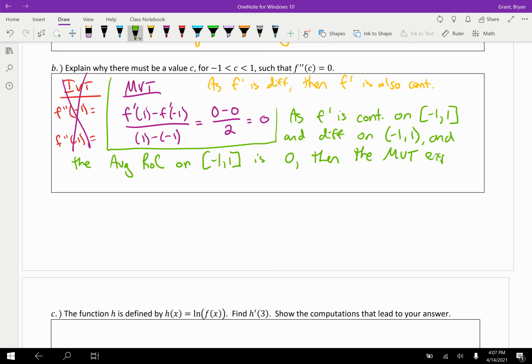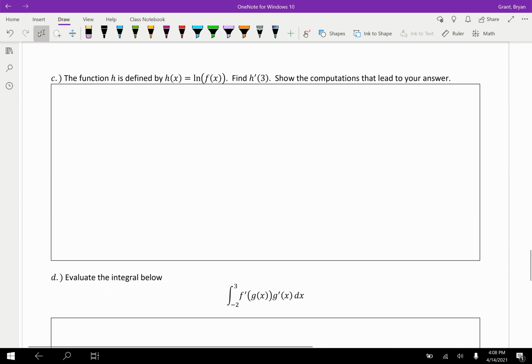The MVT explains why there must be a value c for -1 less than c less than 1, such that f double prime of c equals 0. Bam. Okay. And maybe up here, for the average rate of change, I might have said "of f prime on that," just so we don't confuse it, but I think because you showed the average rate of change, you should be fine, so nothing bad. All right, 2 problems to go.